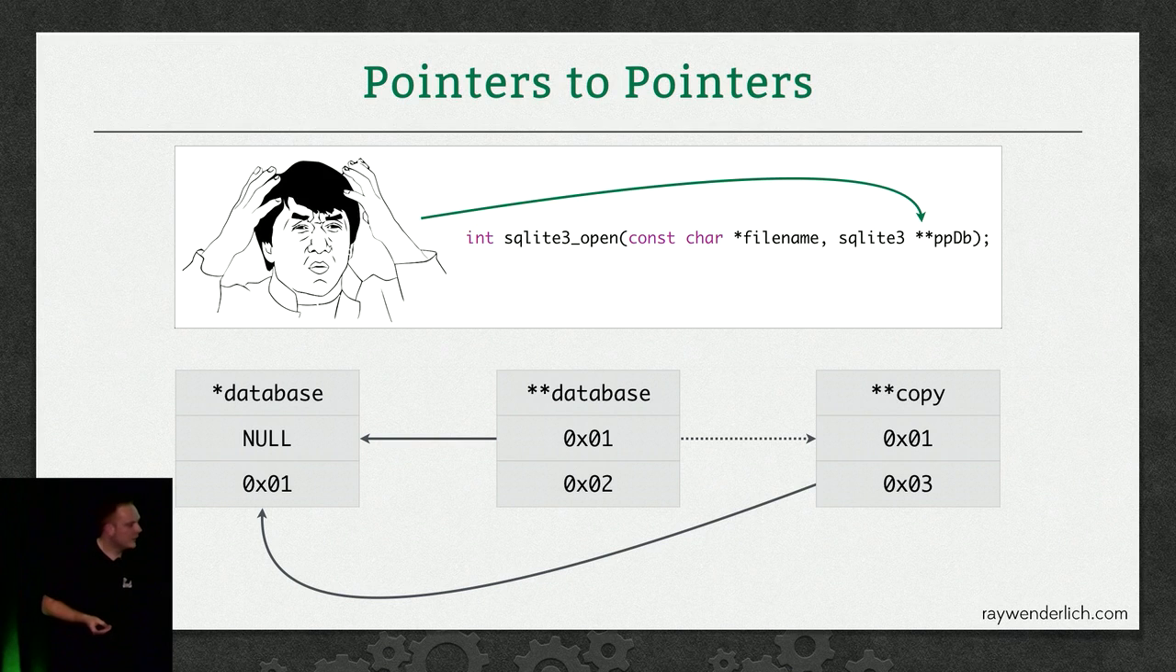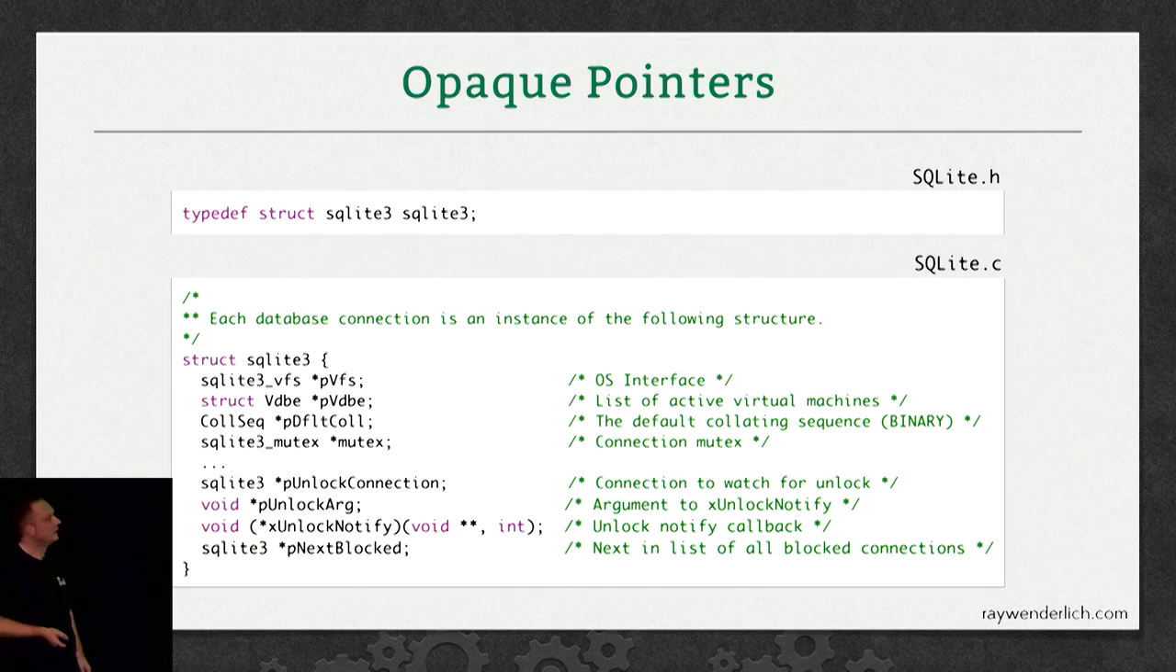Because that then holds the memory address of the original pointer, we can pass that in. It will be copied, but the original memory address will go with it, and then that function can do the dereferencing, creating the object and updating the original pointer. So that's why we use pointers to pointers.